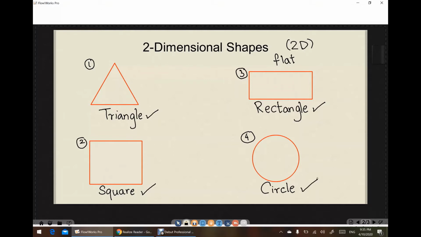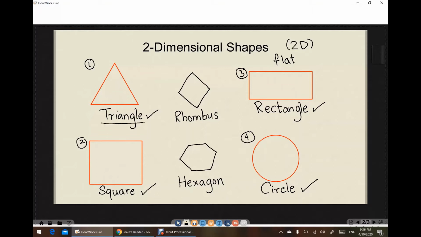Now there are many other two-dimensional shapes, like we have rhombus. What is this? Rhombus. Then what shape is this? Hexagon. Right? Now there are many two-dimensional shapes, but for today in this lesson we are going to learn about triangle, square, rectangle, and circle.